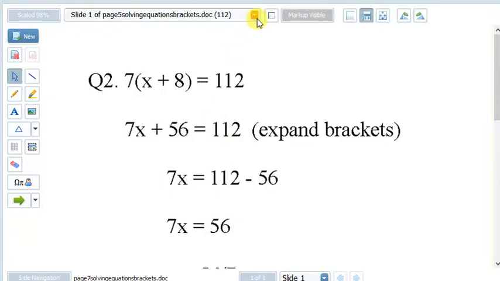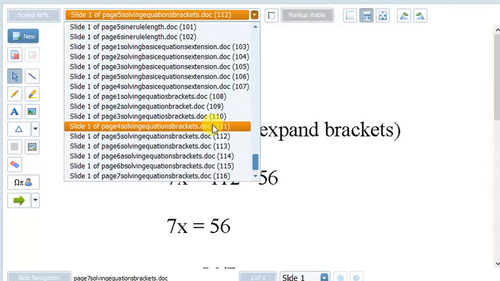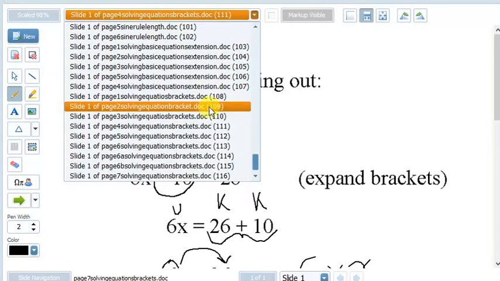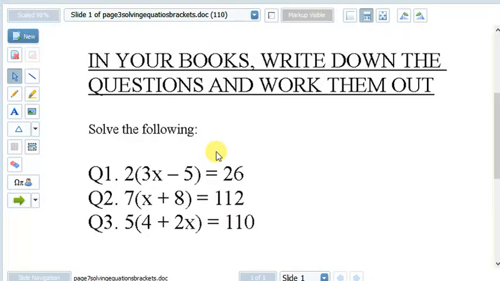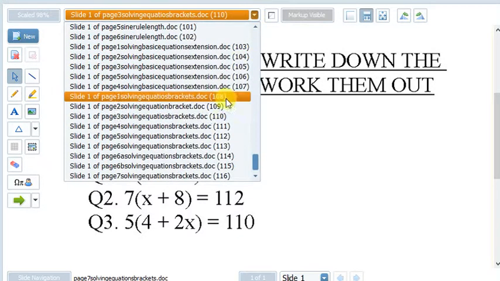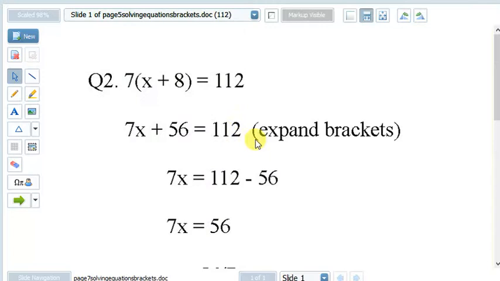Okay, so 7 bracket x plus 8, just checking that we're working our way through the right sheet. 7 bracket x plus 8. Okay, so first of all, what we've got here is a bracket, so we need to expand. So 7 times x is 7x, 7 times 8 is 56, and that equals 112. Now again, we don't times 112 by the 7 because it's not in the bracket.